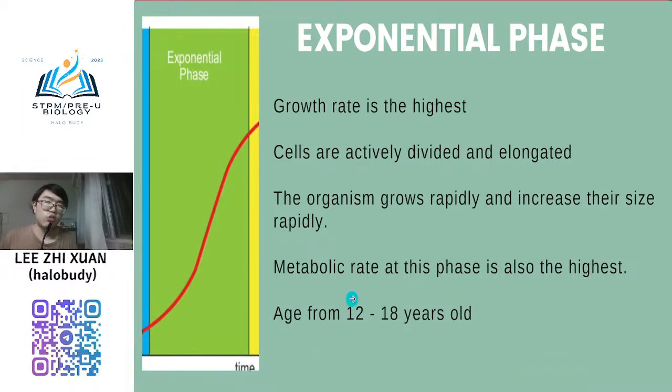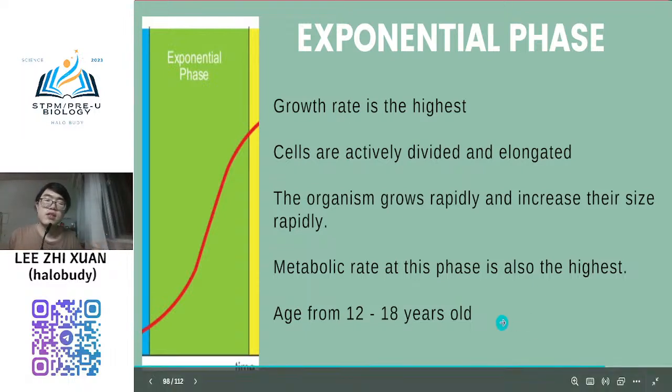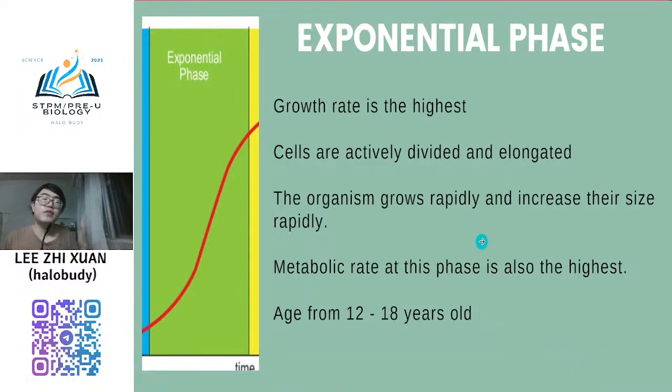Maybe at 12 years old, in your standard 5 or standard 6, especially the boys, it is more clearly seen. Normally a boy in standard 5 is only about 120 cm. But suddenly at 17 years old, he comes up to 170 cm. Suddenly the height increases by 50 cm. This is what we call the exponential phase, because your cells are now actively dividing and elongating. So your growth rate is now at its very highest.